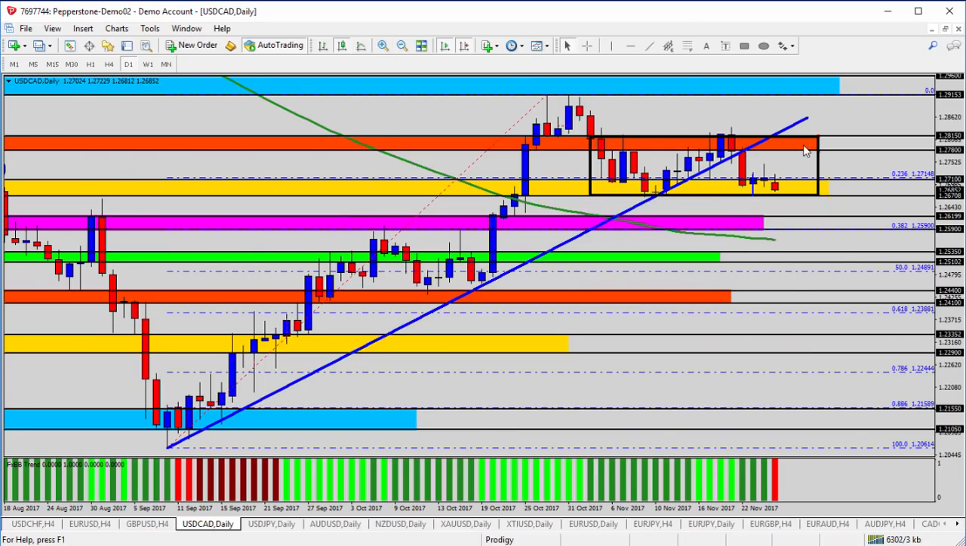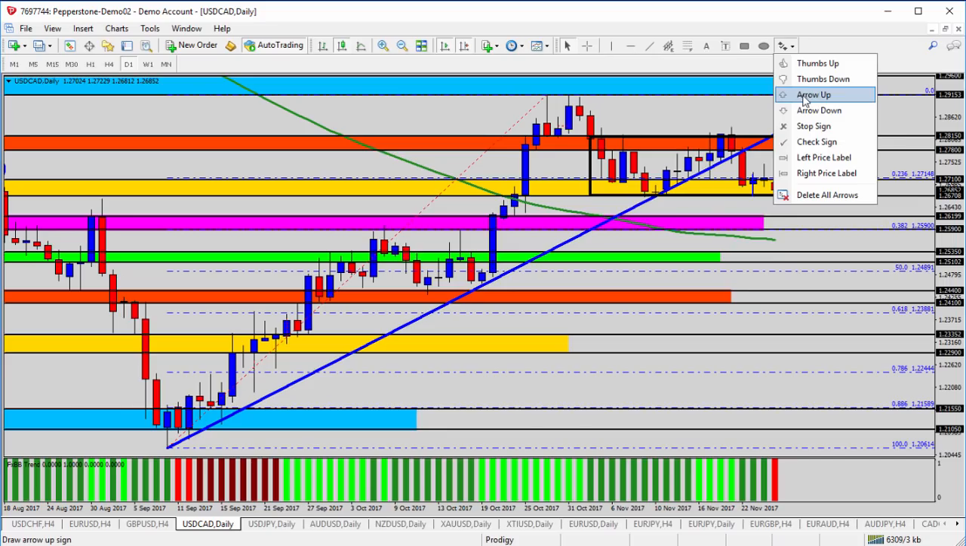Resistance at the orange zone, 127.80 to 128.15, and the yellow zone, 126.70 up to 127.10. So we're kind of stuck here and have been for a few weeks. The yellow zone is our main area to focus in on.